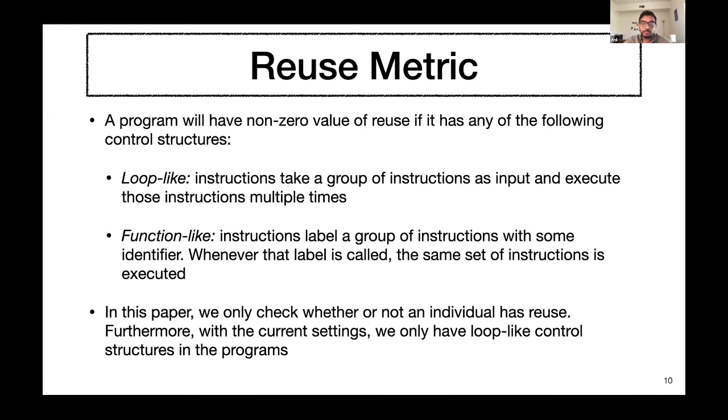So in this paper, we'll only check whether or not an individual has reuse. We'll not consider the actual magnitude of reuse. And with the current settings, we only have loop-like structures in the program.